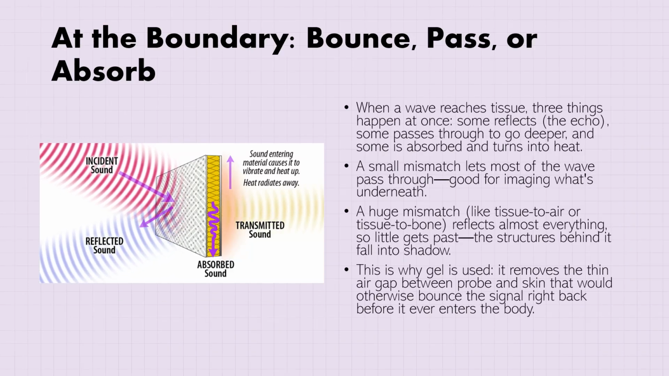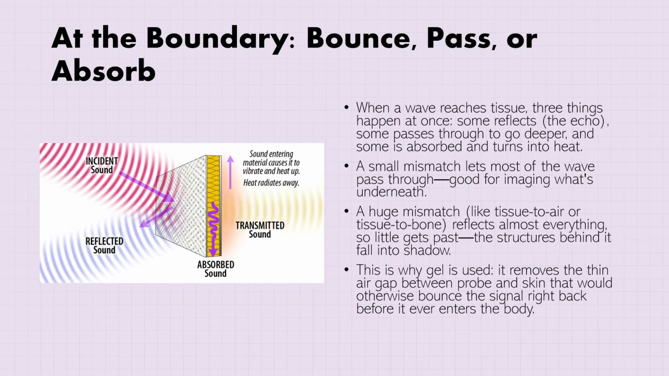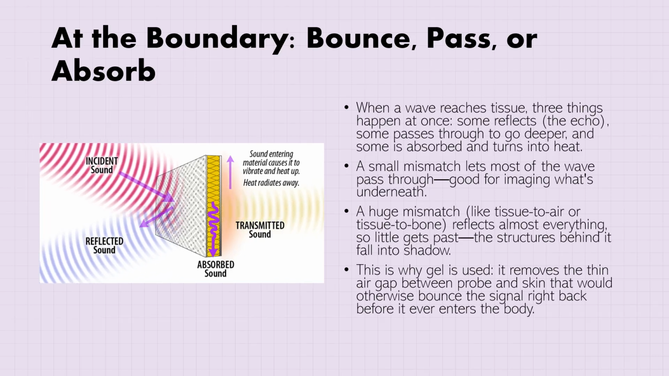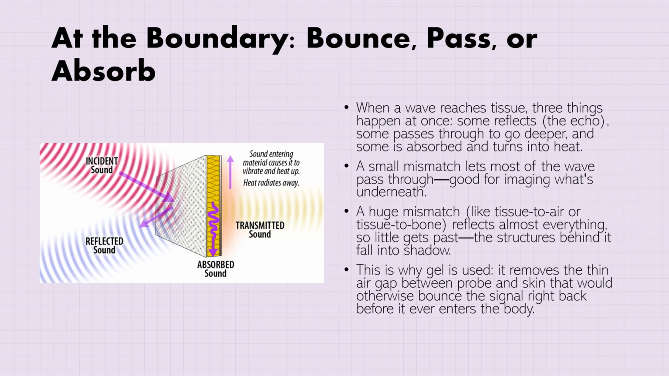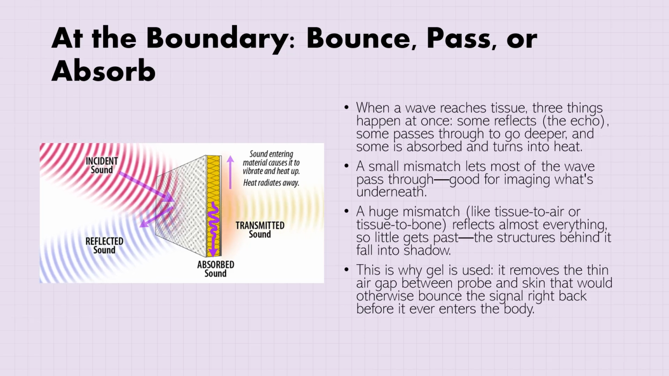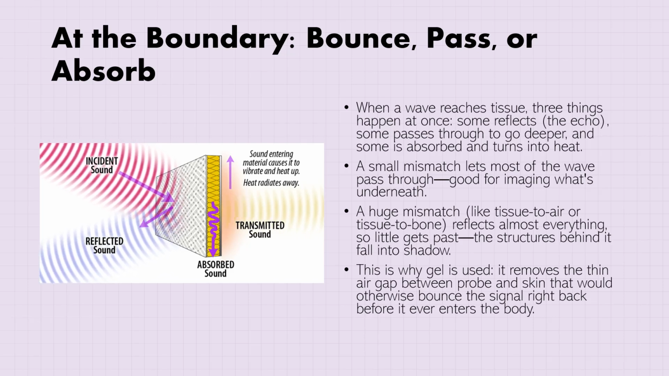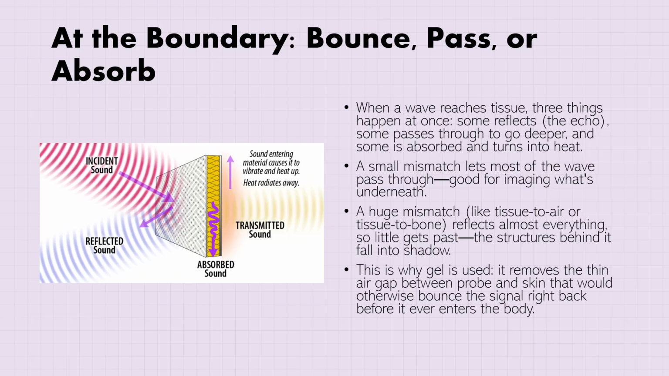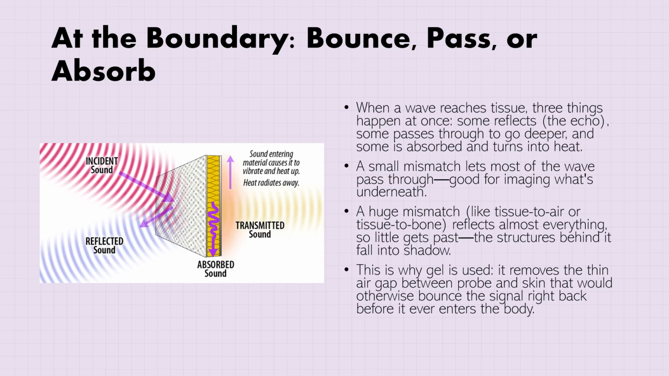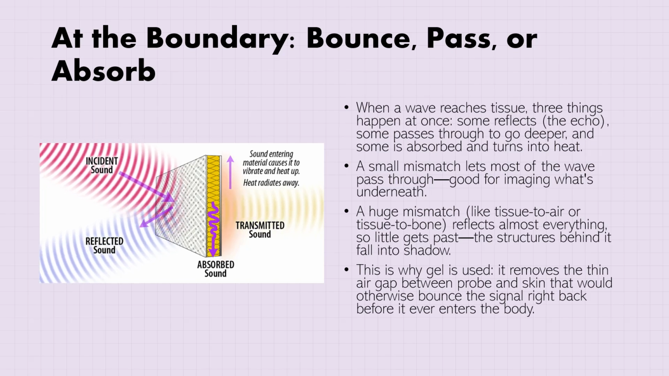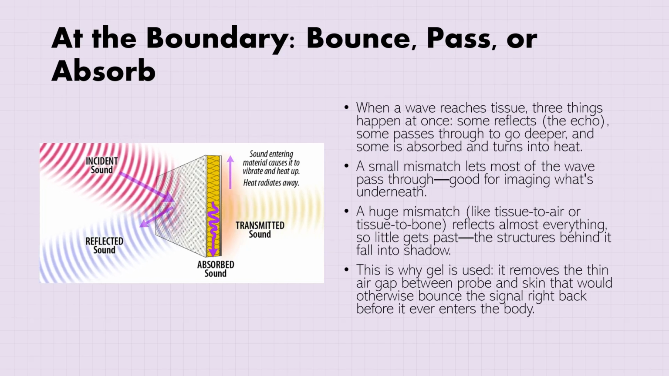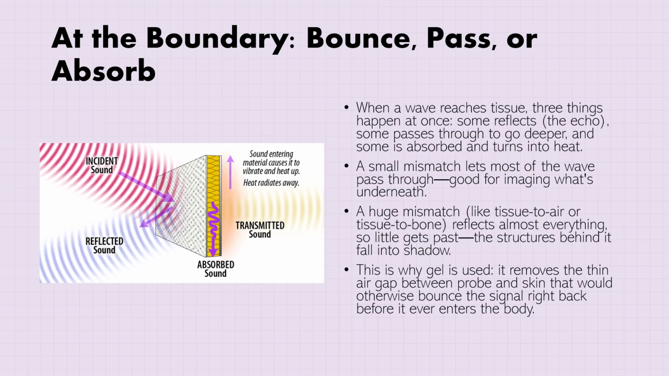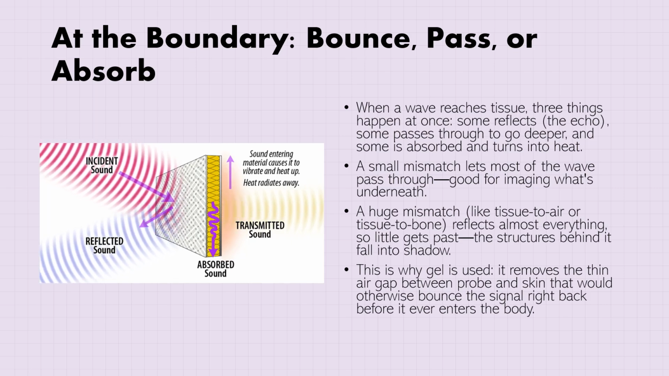So what's happening here? Well, when a wave reaches the tissue, three things are happening all at the same time. Some of it gets reflected, bounces off, and produces an echo. Some of it passes through to go deeper into the body, which is what you want. And some of it gets absorbed and turned into heat, but that's negligible. You don't really notice it. So a small mismatch is really good because it lets most of the wave pass through, right? That's really good for imaging. We want more of this ultrasound sound wave to go into the body.